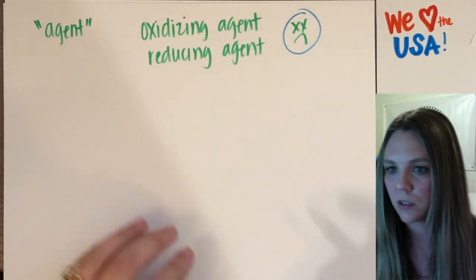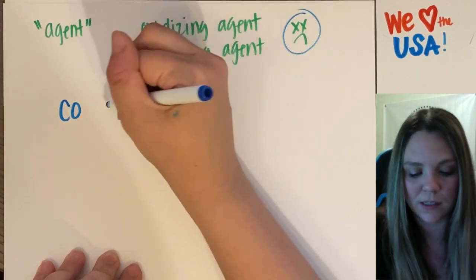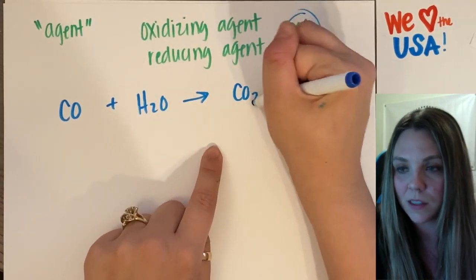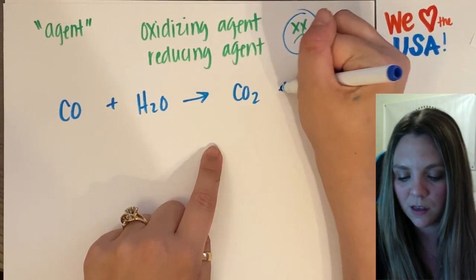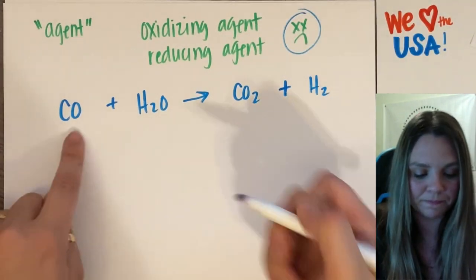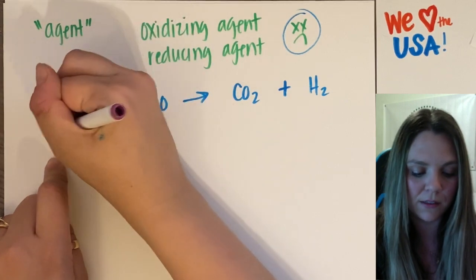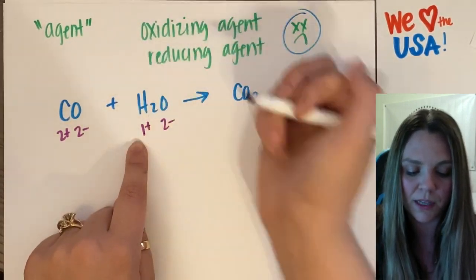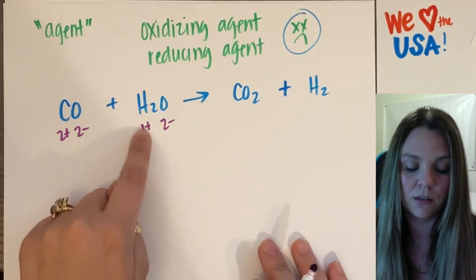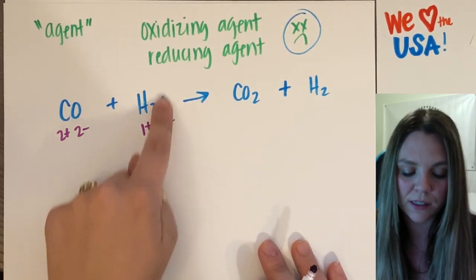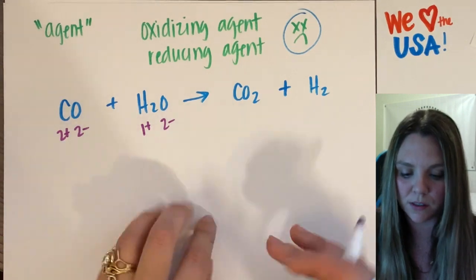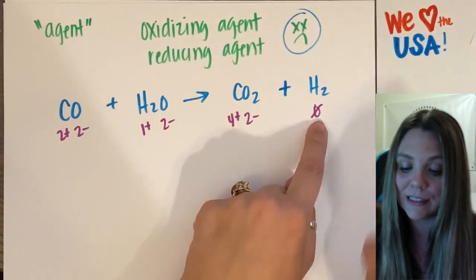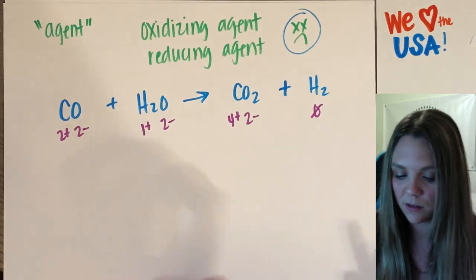Okay, carbon monoxide plus water react to make carbon dioxide and hydrogen gas. Oxygen 2 minus, carbon 2 plus. Oxygen 2 minus, hydrogen 1 plus. They do balance out. There's 2 pluses here, 2 minuses here, so it evens out to 0. Then 2 minus, 4 plus, and 0 because it's elemental.